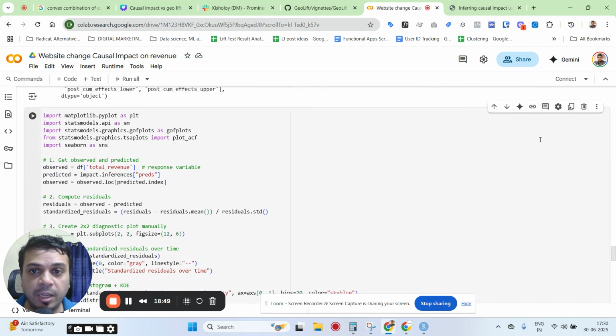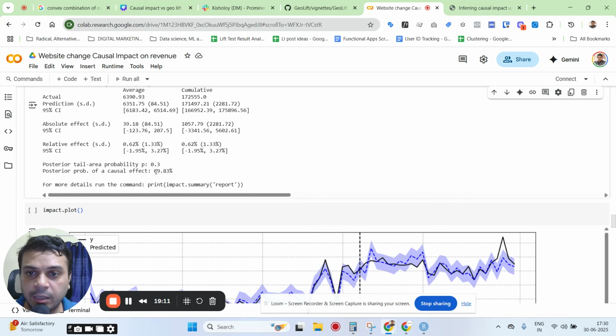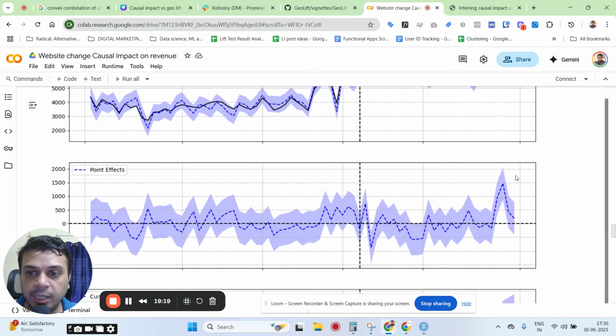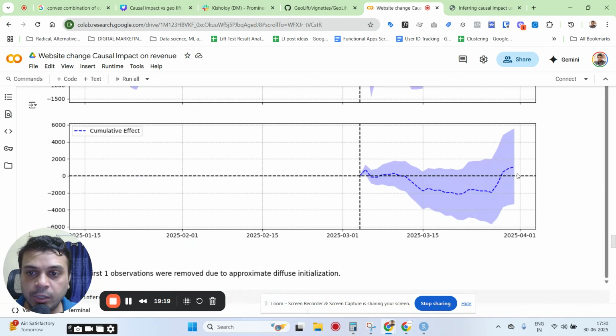This is the prediction. You'll see that there's a posterior probability. It's 0.3, so basically it's not significant. Statistical significance means that it has to be less than 0.05, right? So there you go. That just shows you that it's actually not statistically significant.